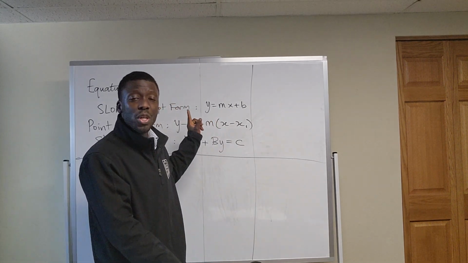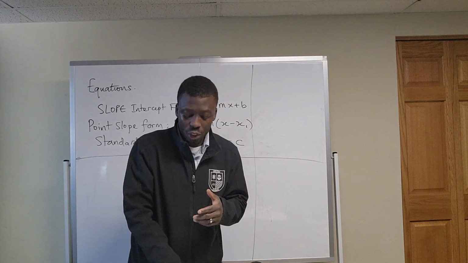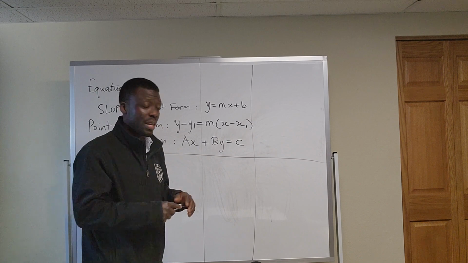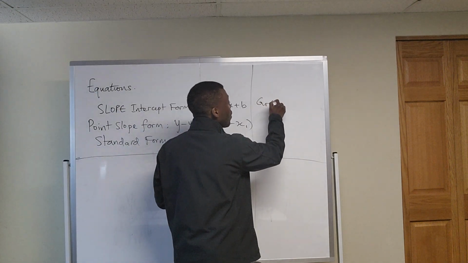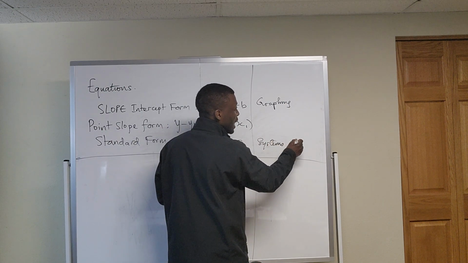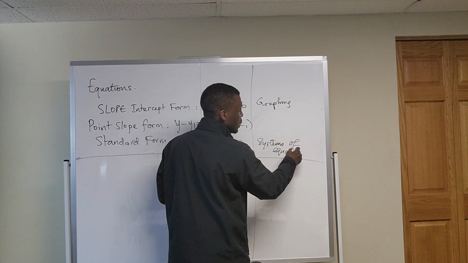Okay, when do we use the slope-intercept form, which is y is equal to mx plus b? We use that mostly when we're graphing, right? So here we use it when we're graphing. Here we use it when we're solving systems of equations. That's a very common use of it.